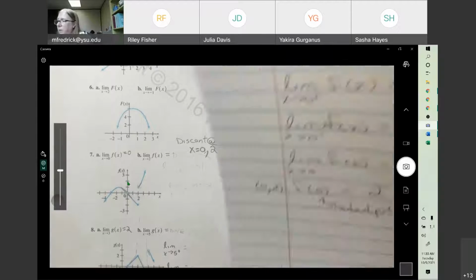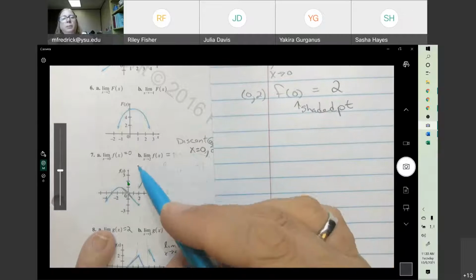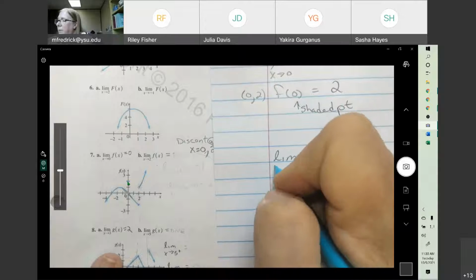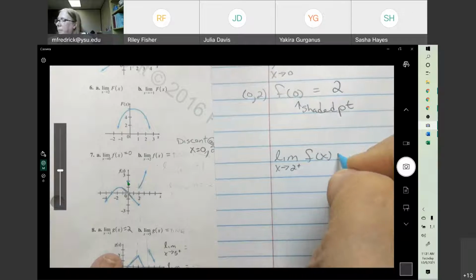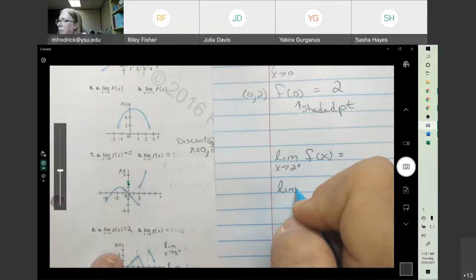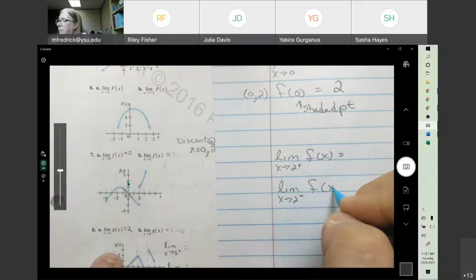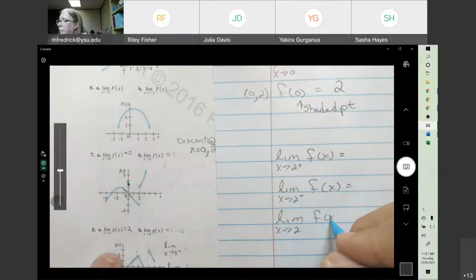Let's try the limit as x approaches 2. To find the limit as x approaches 2 from the right, the limit as x approaches 2 from the left, the limit as x approaches 2, and f of 2.